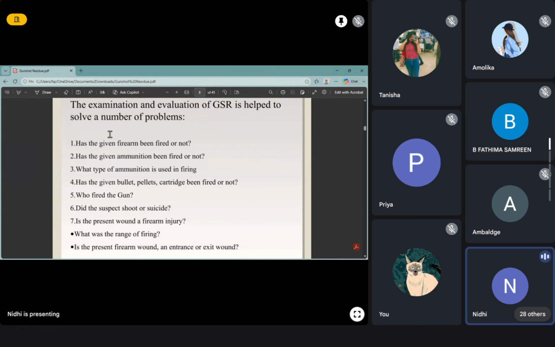Okay. So these are some questions the examination and evaluation of GSR has helped to solve. Has the given firearm been fired or not? If that firearm was fired, you will be able to find the GSR particles inside the barrel, right? If it is recently fired or has been fired, you will be able to find the GSR particles. Then, has the given ammunition been fired or not?